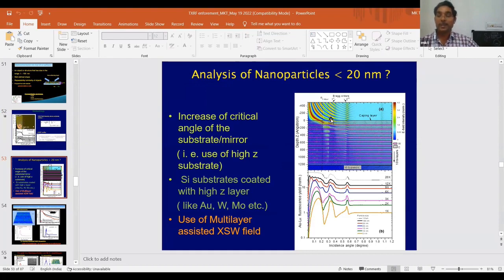Here D, the size of the standing field, is lambda upon 2 sin theta. So if you have a slightly higher theta, D will be small. If D is small, then you can analyze smaller size particles. Also you can distinguish the Bragg region and the features, as you correctly pointed out. You can also distinguish the oscillations in the fluorescence profile.